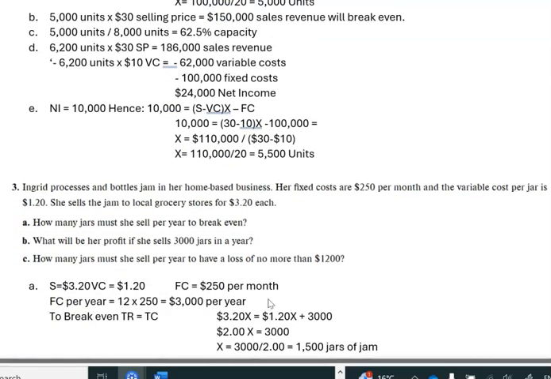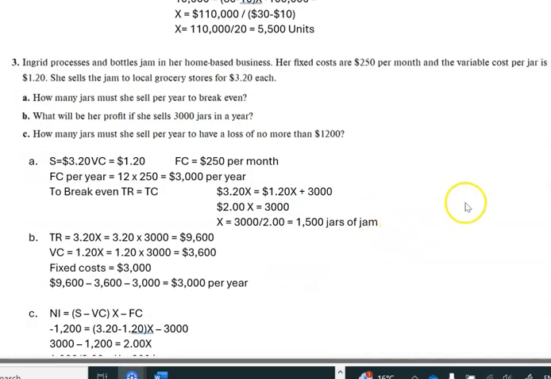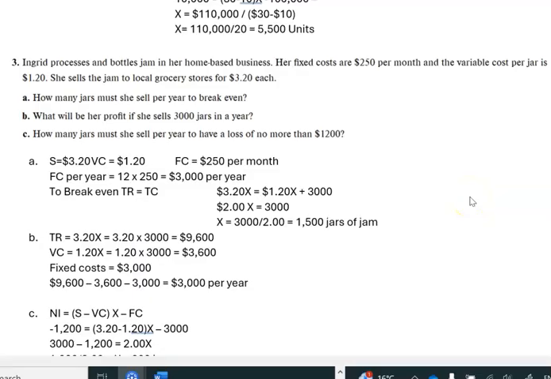Okay, so let's sell some jam. Question number 3. So again, the best thing to do when you're going through is look at the information you have and write down what it is. Okay, so we know our fixed costs are $250 per month. Okay, watch that, per month. We've got a variable cost per jar of $1.20, and it sells in the grocery stores for $3.20 each. How many jars must she sell per year to break even?